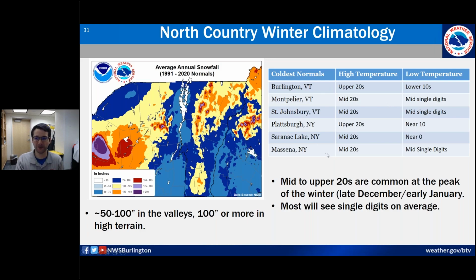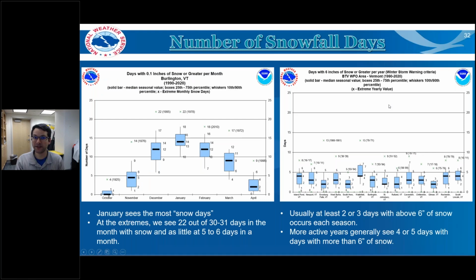And as we get to the heart of winter, our coldest normals are typically in the mid to upper 20s for daily highs. So on average in our coldest part of the year, we don't get above freezing. And for our low temperatures, Saranac Lake, always a very cold spot, usually near zero is its average in the winter. But for most of the broader valleys, it can range anywhere between the mid single digits into the lower teens for our area. And so what does our snow day number look like?